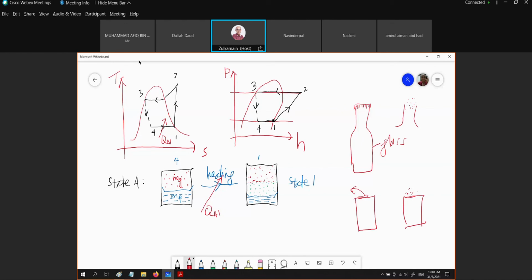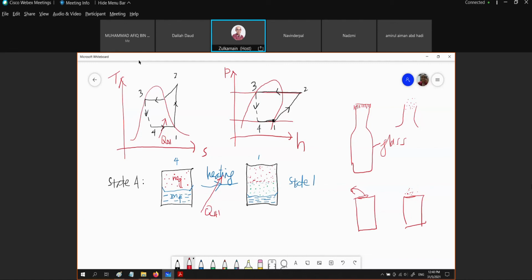So in our case, it is the same thing. High pressure to low pressure, we have the flashing of saturated vapor. But we want to heat up, or we want this state 4 to absorb the heat.